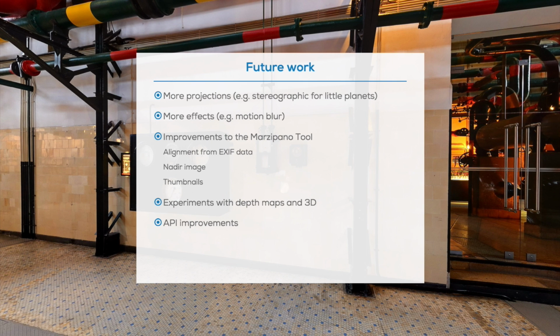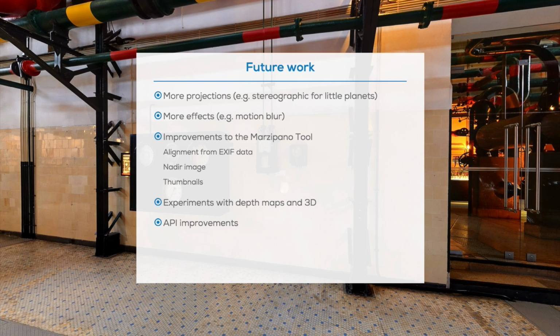So the stuff we want to do in the future, well, I think the main feature we are missing is having more projections, like, for instance, stereographic for this little planet effect. We have actually had stereographic working for equirectangular images, but not for multi-resolution cubes, so we didn't really include the feature yet. We'd like to have more effects on these layers, like, for instance, motion blur, so that you could do this kind of Google Street View transitions, where you are just blurring from one image to the other.